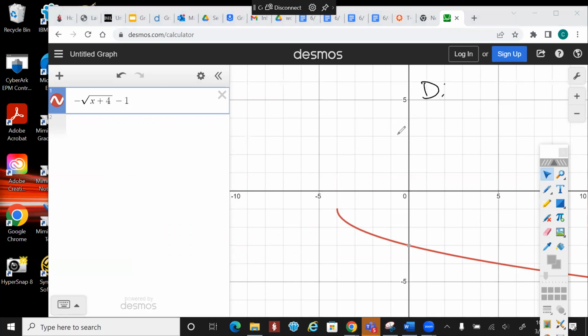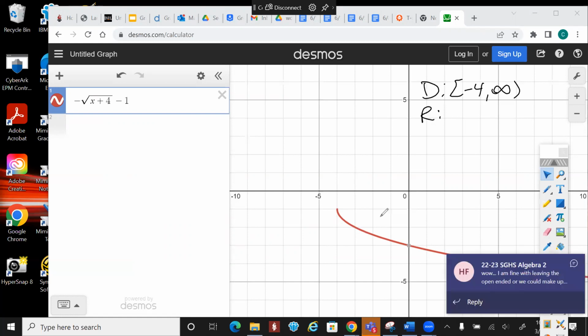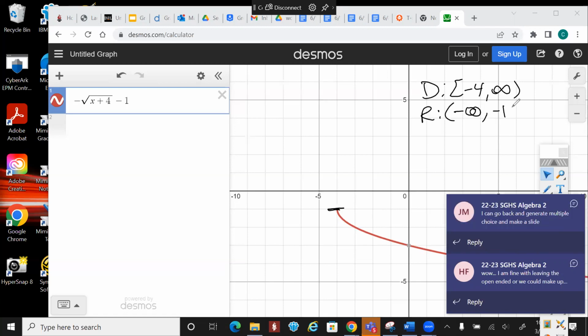So what's our domain going to be? What's our farthest left x value? -4. And then how far to the right does it go? Positive infinity. What about your range? What's the lowest y value? Well, it keeps going down, right? That's going to be negative infinity to what's our highest y value? -1. So we're from negative infinity to -1.